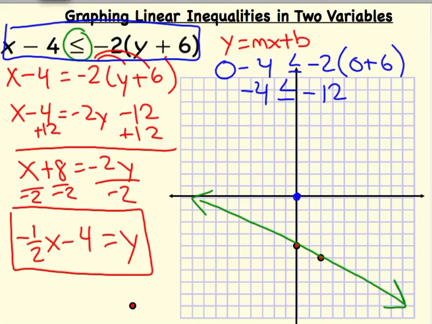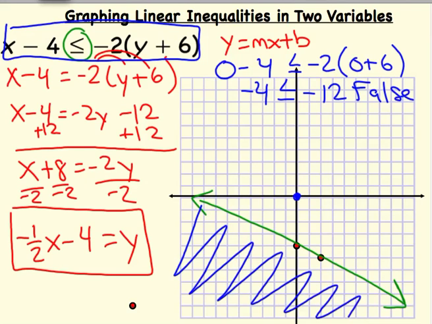So since this is false, the test point I picked is in the wrong region. So the correct region is the opposite side of the test point. And the shading just means that you're telling us that every single point in that region works, and every single point in the region that you did not shade does not work.